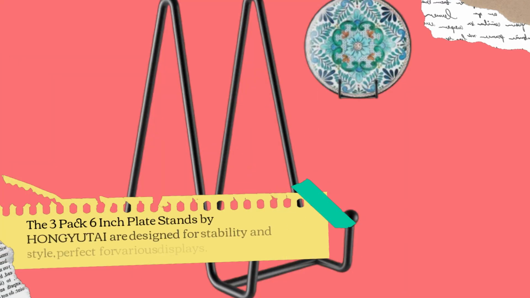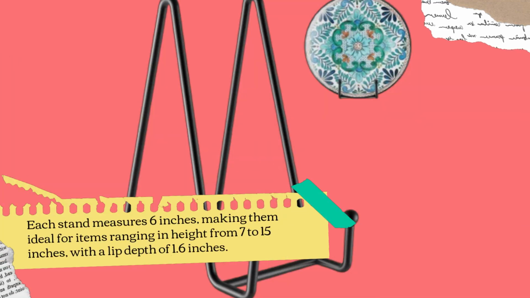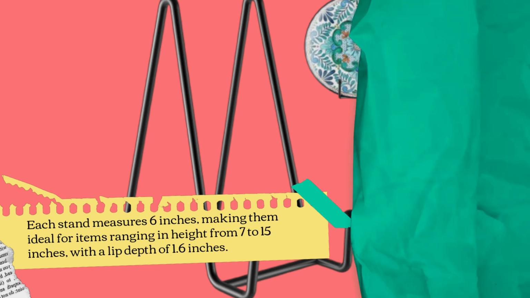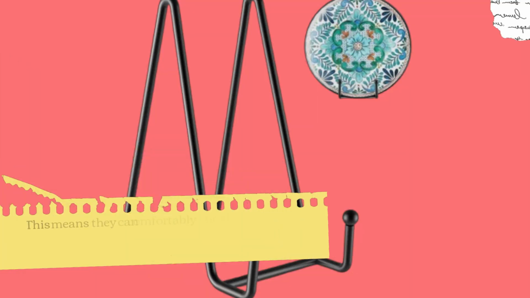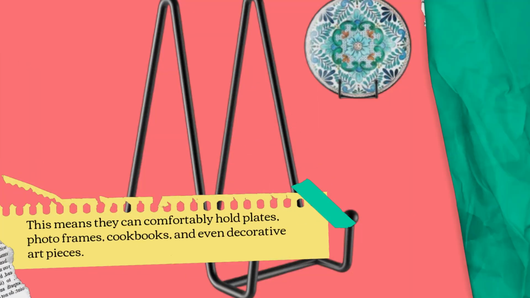The 3-pack 6-inch plate stands by HONGYUTAI are designed for stability and style, perfect for various displays. Each stand measures 6 inches, making them ideal for items ranging in height from 7 to 15 inches, with a lip depth of 1.6 inches. This means they can comfortably hold plates, photo frames, cookbooks, and even decorative art pieces.